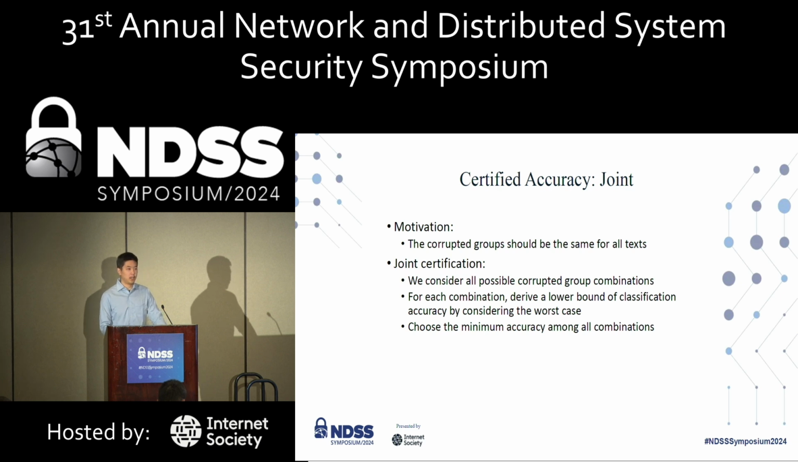However, we have a better way to derive the certified accuracy. The motivation is that the corrupted groups should be the same for all the texts, so we can use joint certification. We first consider all possible corrupted groups. Then for each combination, we derive a lower bound of the classification accuracy by considering the worst case. Then we choose the minimal accuracy among these combinations as our final certified accuracy on the dataset.